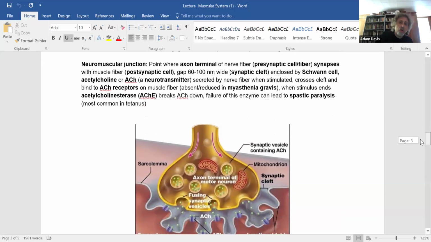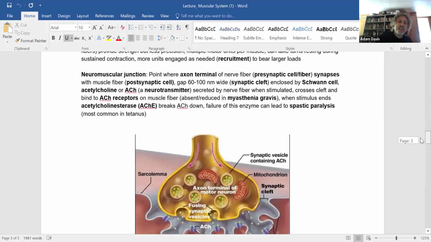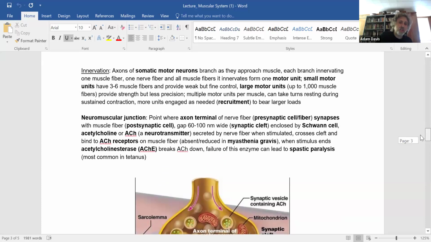Now, we'll talk about what's called innervation of any given muscle. The term innervation in anatomy refers to the nerve supply of any structure. Some structures receive more nerves than others. Muscles have a pretty high nerve supply for the most part, but not all muscles receive equal numbers of nerves either.